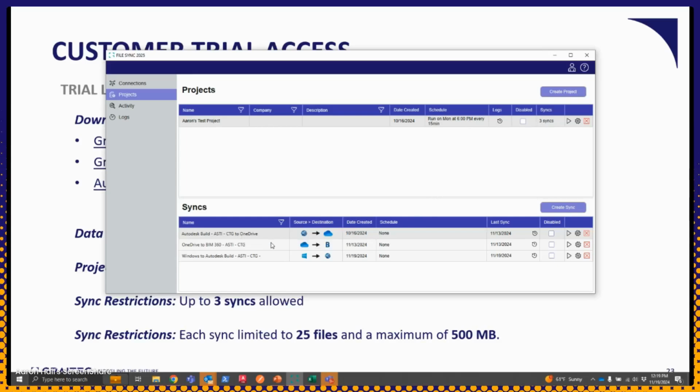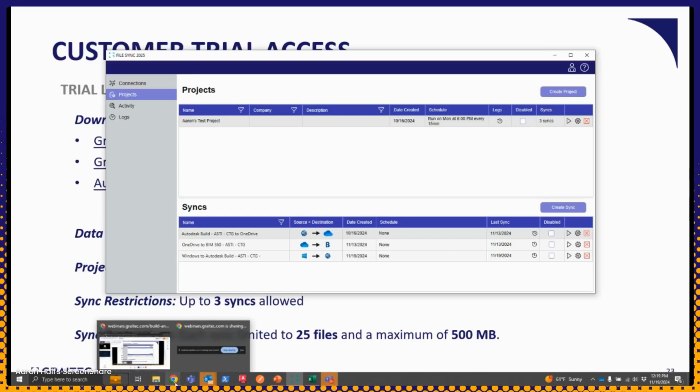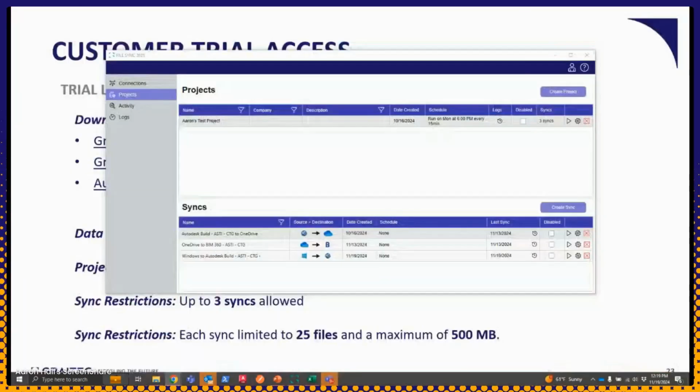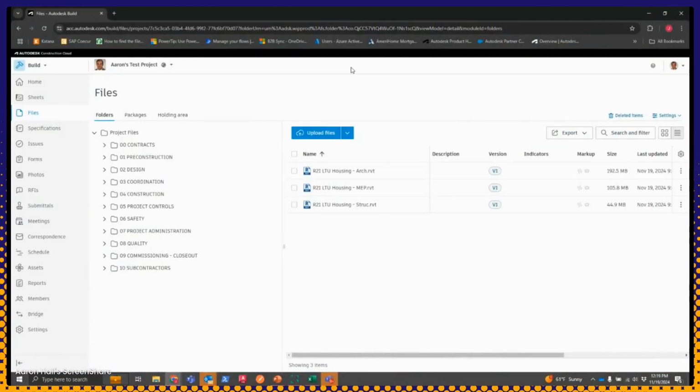Now, at the bottom here, you see I have three different syncs set up for this project. The very first one, and I'm actually going to run this for you, is going to take my Autodesk Build project. I'm going to try to show this to you on my screen. Let me know, guys, if you end up not being able to see this. Okay, so this is my test project. It's a project that I've set up. It has a folder structure in here. I'm going to talk a little bit more about folder structures if we don't run out of time.